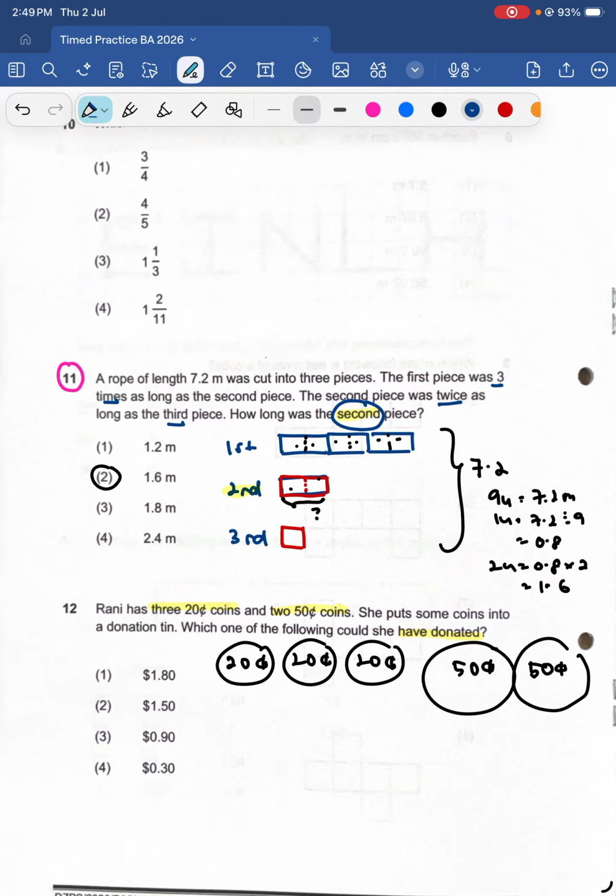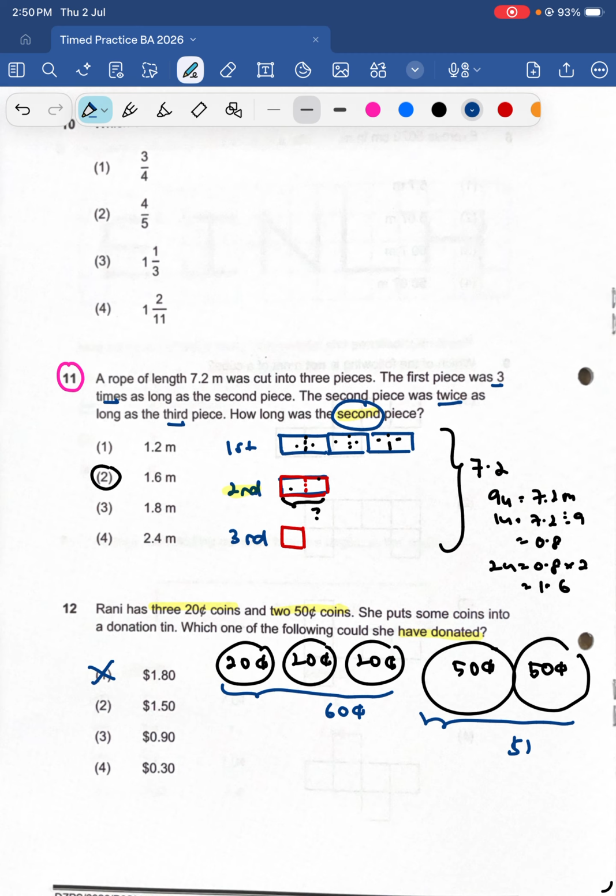So you can look at the options. Is it possible to have $2.80? Now the maximum we can have is $1 here, and the maximum that we can have is only 60 cents. So really cannot have $2.80. I'm going to cross out this.